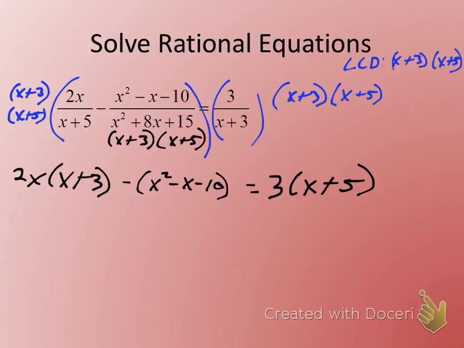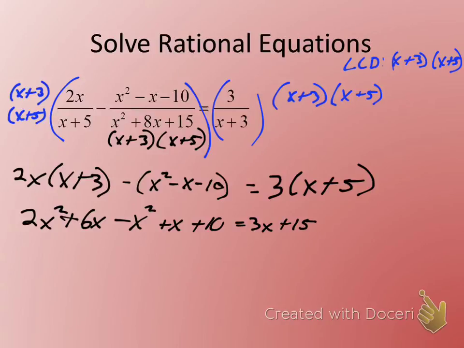So now you go and distribute, so 2x squared plus 6x minus x squared plus x plus 10 equals 3x plus 15. And if you look, since you have squares, you know you have a quadratic equation. So you end up with combining like terms: x squared plus 7x plus 10 equals 3x plus 15.